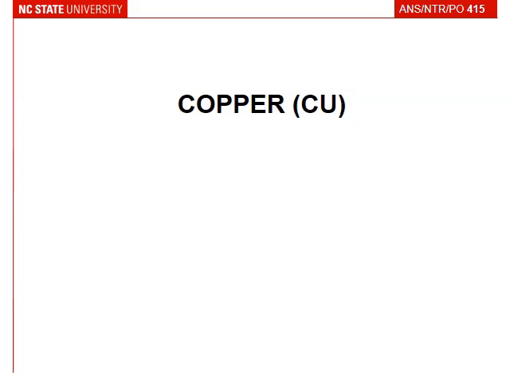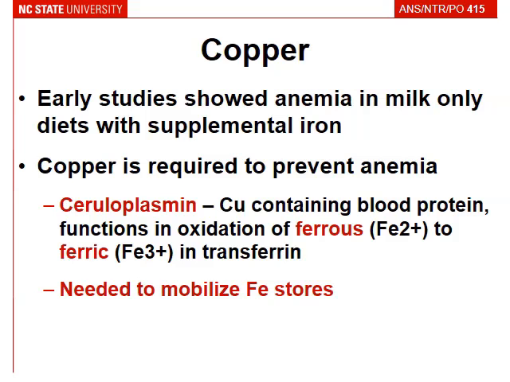Okay, next we're going to switch gears and talk about copper. So copper was discovered as a nutrient in the early 1900s. We had individuals that were anemic and they were treated with iron, and that did not reverse the anemia. So it was actually discovered at that point in time that copper is also required for adequate hemoglobin production and function.